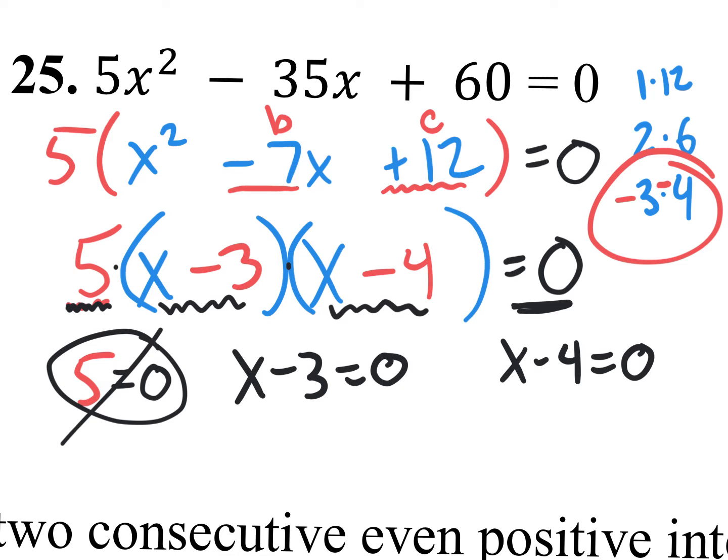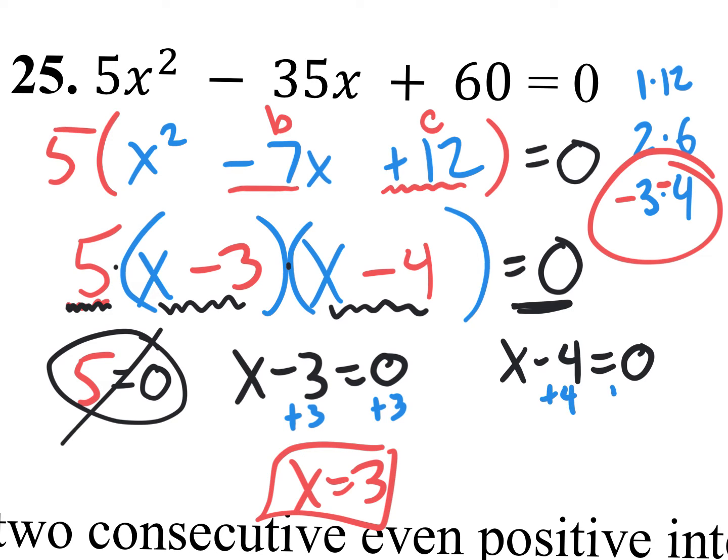So let's solve those two. Plus 3, plus 3. Answer is x equals 3. Other one, plus 4, x equals 4. That's perfectly fine. That's a great way of solving.